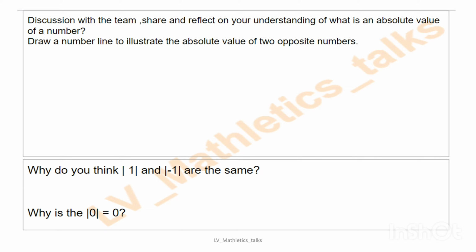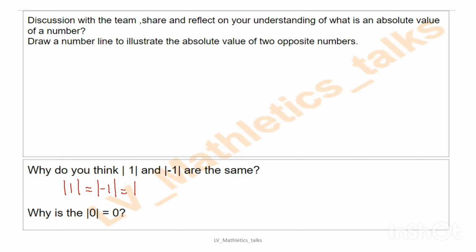Now I have an inquiry question for you. The first question is, why do you think absolute value of 1 and minus 1 are the same? Are they the same? Yes, they are the same because absolute value of 1 is the distance of 1 from 0. Absolute value of minus 1 is also the distance of minus 1 from 0. So both will return the same value. So absolute value of 1 is equal to absolute value of minus 1. It's equal to 1 itself.